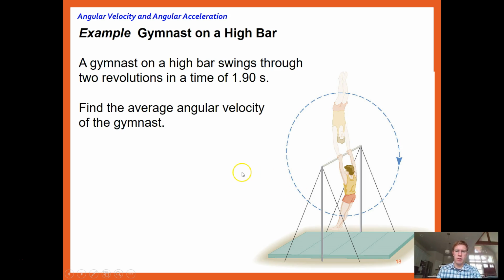So let's just do kind of a quick example here. So here's a gymnast swinging around the high bar. All right. So let's say he swings around in the way shown here. You can see the picture. And during a time period of 1.9 seconds, he goes through 2 revolutions. What is his average angular velocity during that time? Pause it, do a quick calculation.